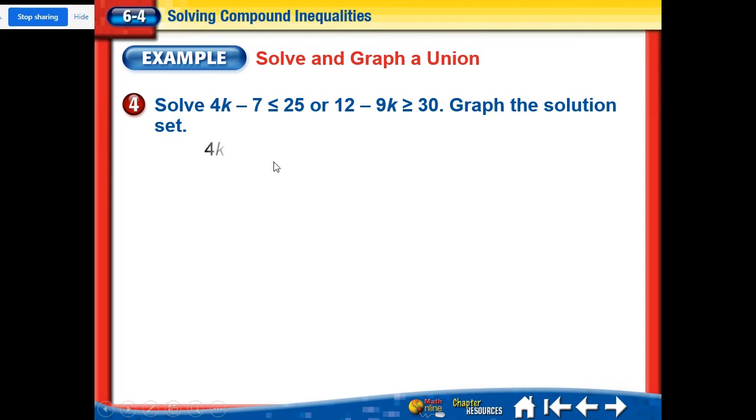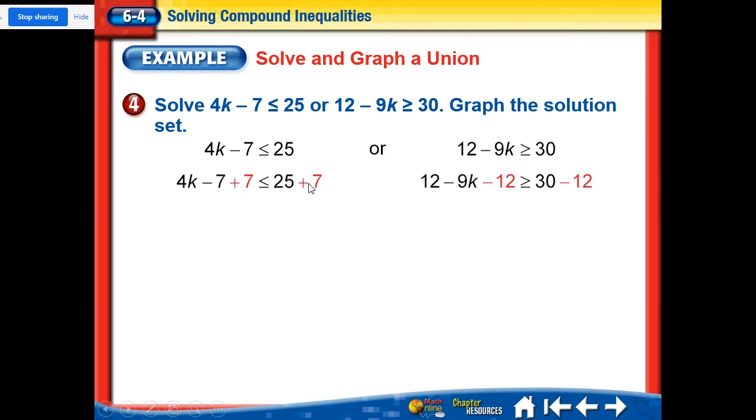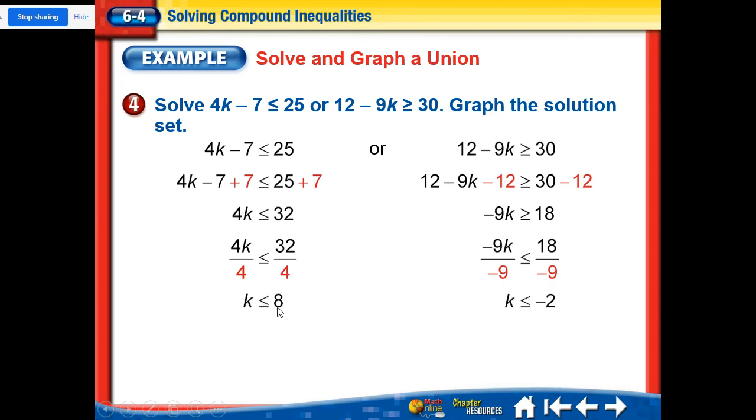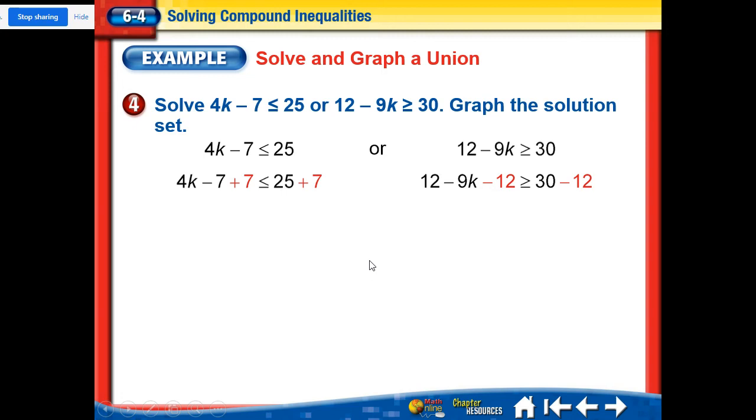So let's just start with one of them. The 4k minus 7 is less than or equal to 25. So how do we solve that? We add 7 here. Ignore this for right now. We'll come back to this. I'll walk you through these in just a minute. So 4k minus 7, so we go plus 7. So 4k is less than or equal to 32. Divided by 4. And that's a positive 4, so I'm not switching my sign. So it's k is less than or equal to 8. So that's one of them. And then I got to do the other one.